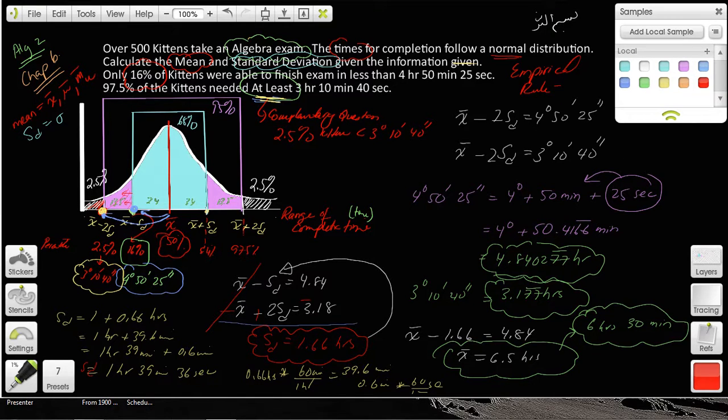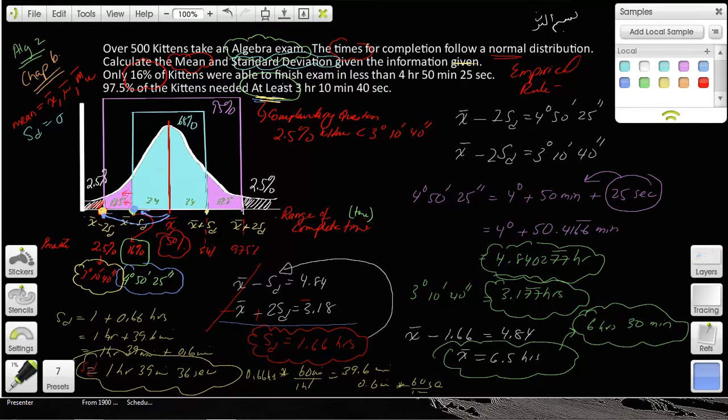So there we have our answers. The mean, the average time it took for the kitten to do this algebra test, was 6 hours 30 minutes, and the standard deviation was 1 hour 39 minutes and 36 seconds. So here is an example of mean and standard deviation. The key thing in this question, I believe, was to understand the data that was given.